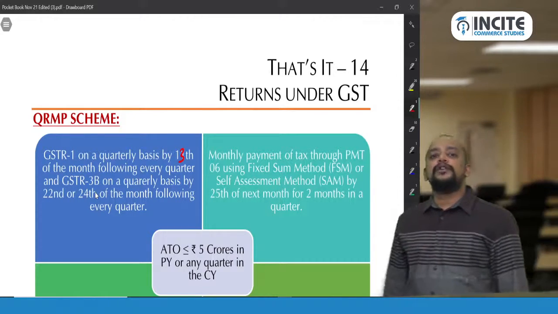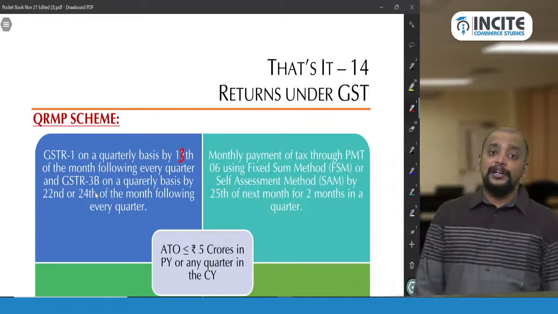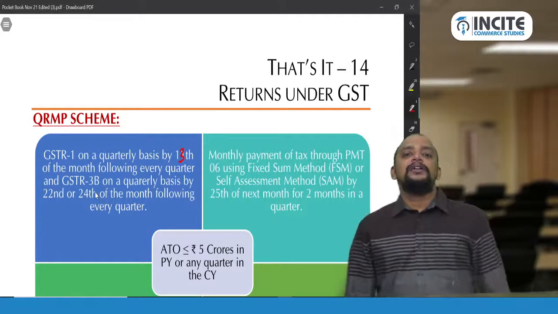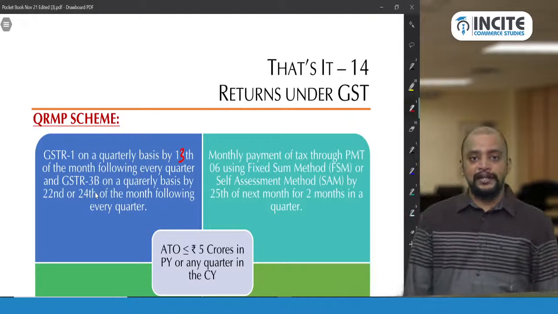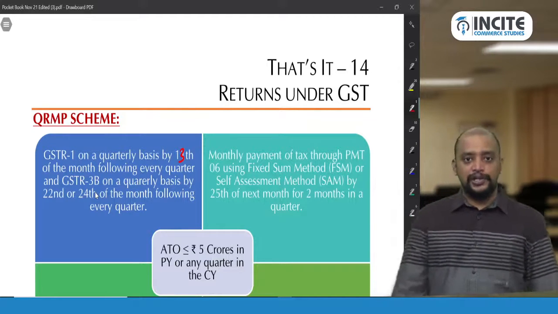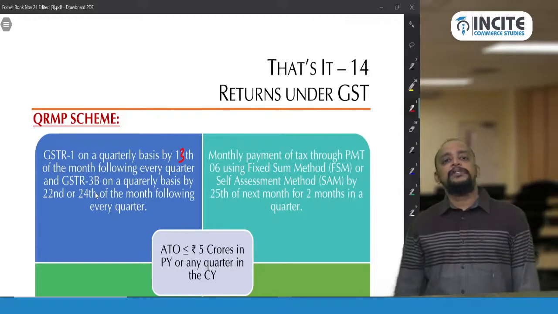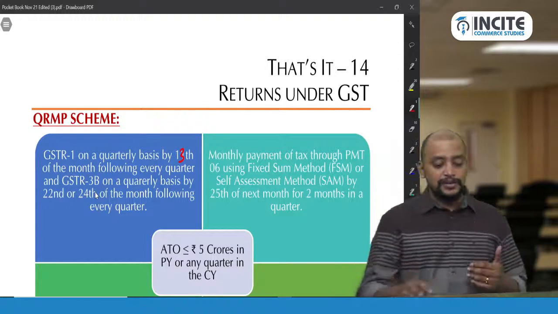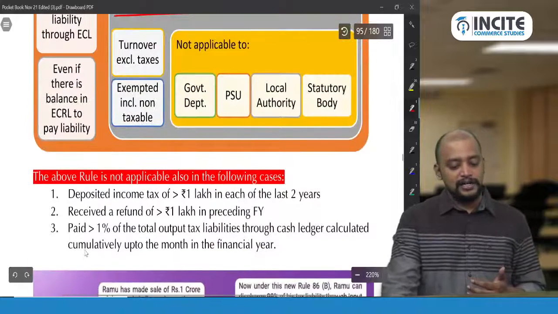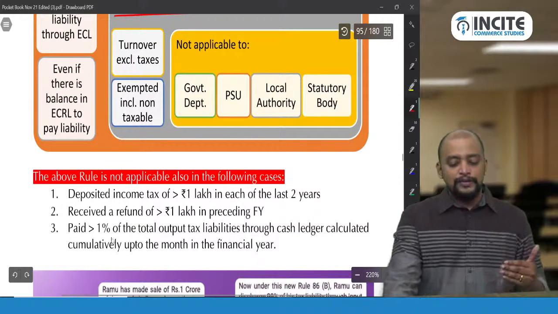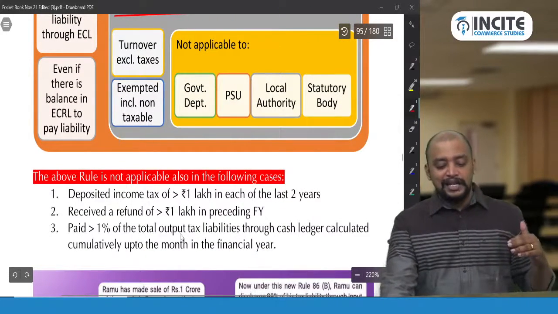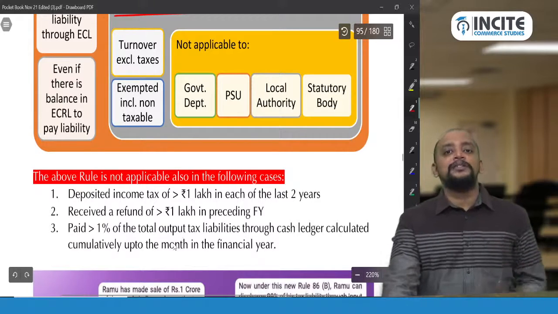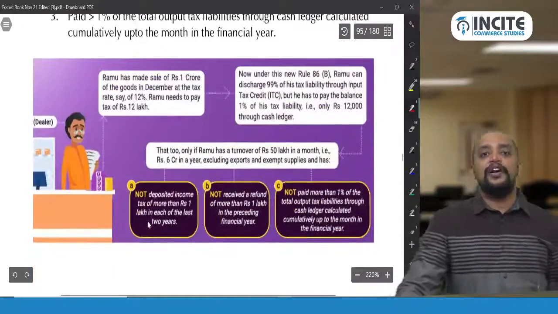So current month turnover should be more than 50 lakhs, and cumulatively up to the current month they should not have discharged 1% of the liability through cash ledger. Then for the current month it will be applicable. So we need to check the applicability every month, and this restriction also, that 1% cumulative condition: 1% of the total output tax liability cumulatively up to the month in the current year, we need to check for the financial year.